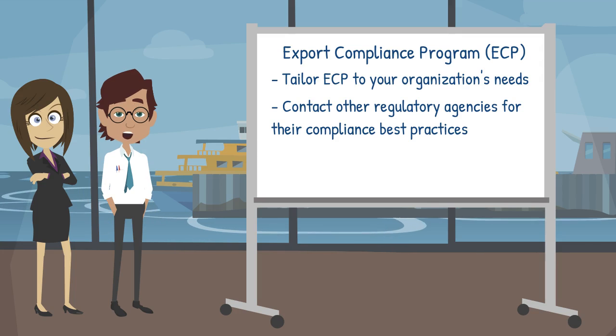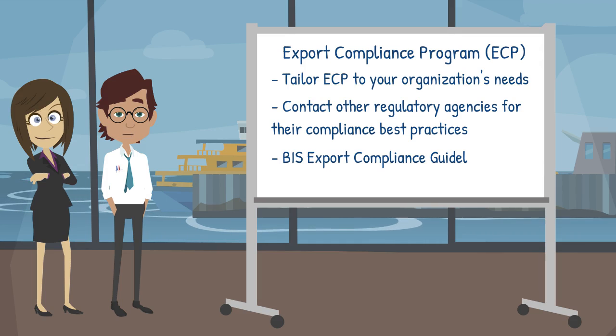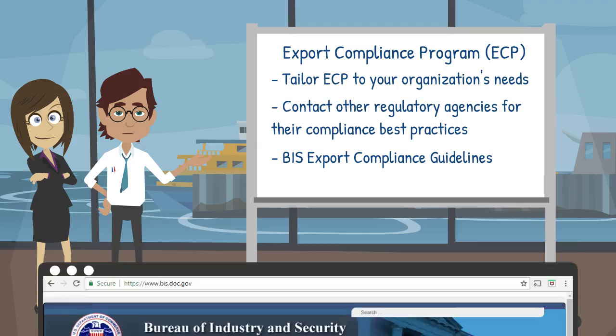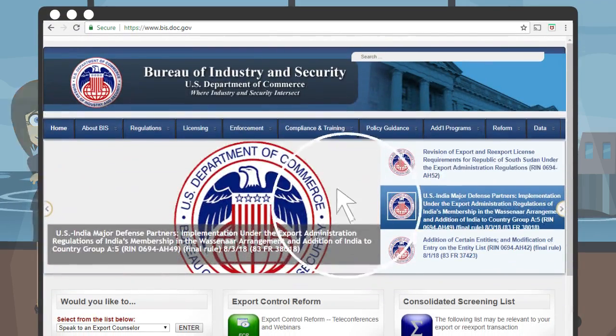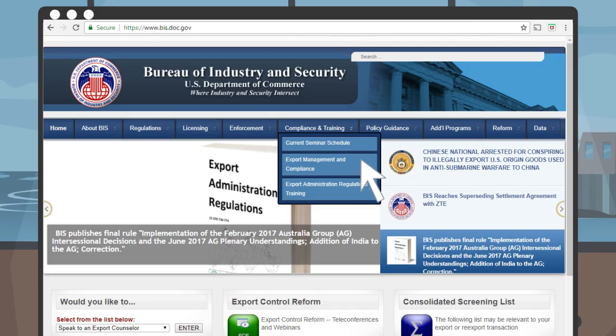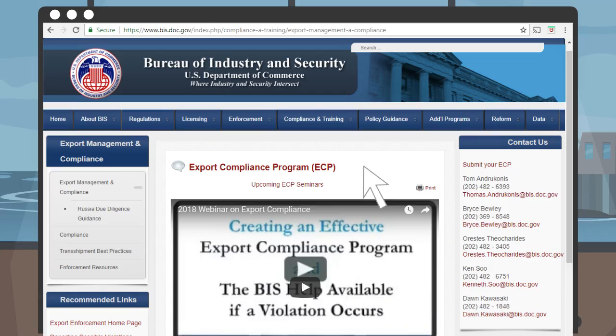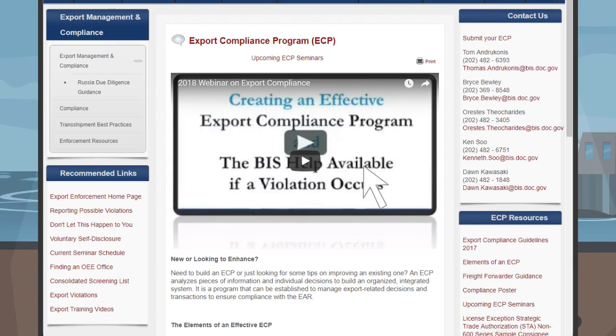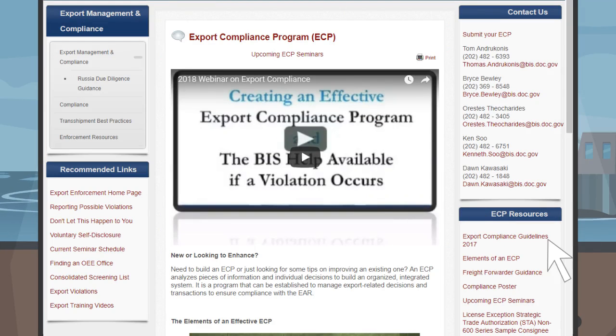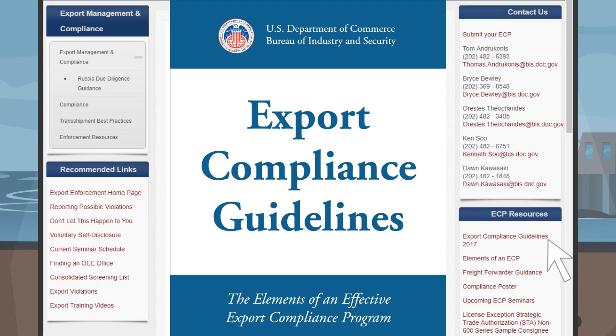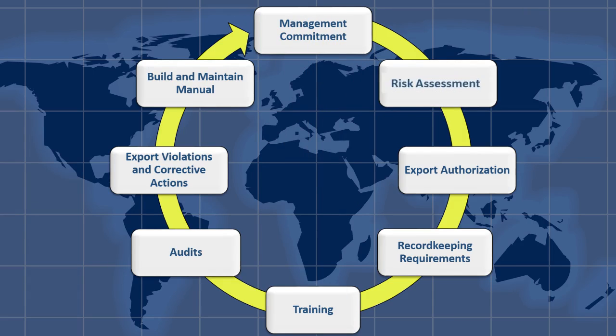Lastly, BIS goes into greater detail into each element in the export compliance guidelines, which are available for download on the BIS website. To download the guidelines, hover your mouse over the Compliance and Training tab and click on Export Management and Compliance from the drop-down menu. The Export Compliance Guidelines can be found under ECP Resources on the lower right side of the web page. Now on to the 8 elements.